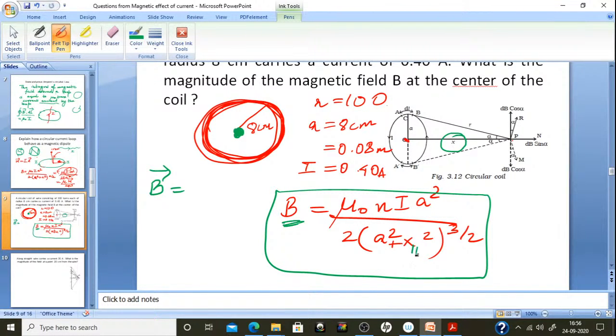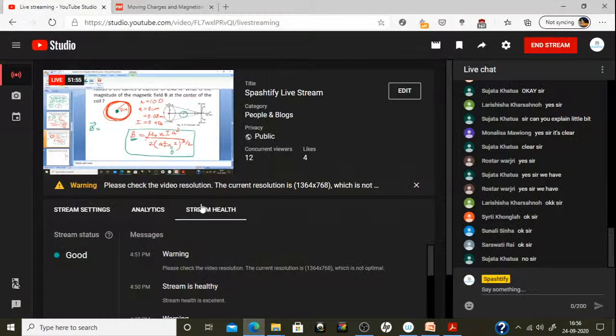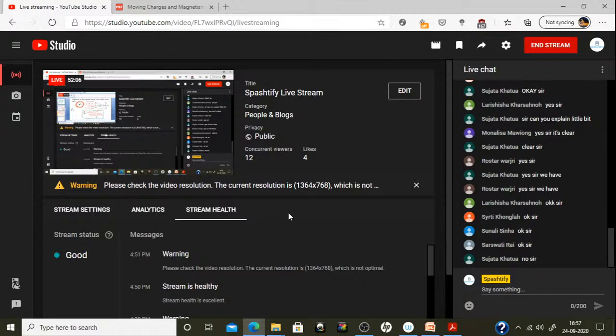What will I do here? I will put x equal to 0, because at the center x is equal to 0, right? At the center x is equal to 0, yes or no? At this point x is equal to 0. Now is it clear? Is it clear now or not?